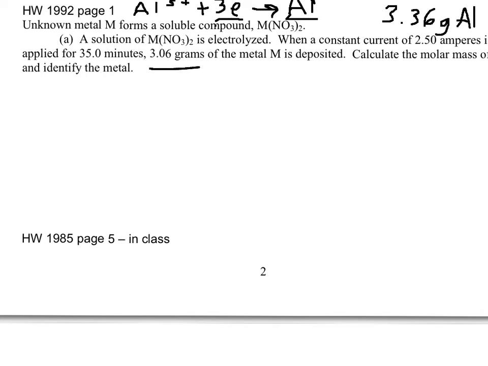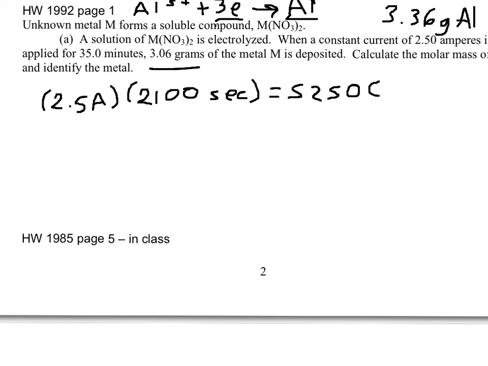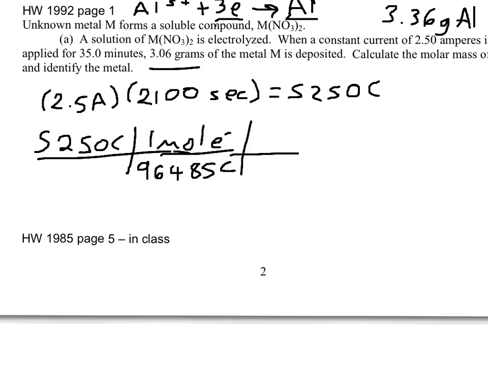Okay, so I take my time, my 35 minutes into seconds, multiply that out. I got 5,250 coulombs. And now I can plug this in using Faraday's constant to get moles of electrons. And to figure out moles of electrons, we're going to have to think a little bit. It gives me the formula that it forms with nitrate, M(NO3)2. That means the charge on it was positive 2. That means that it lost 2 electrons. And so this will allow me to solve for moles of M.